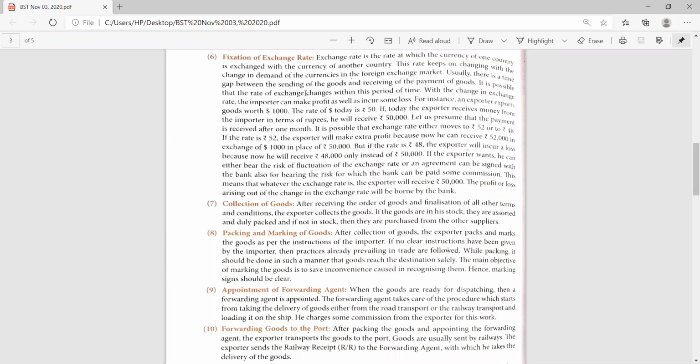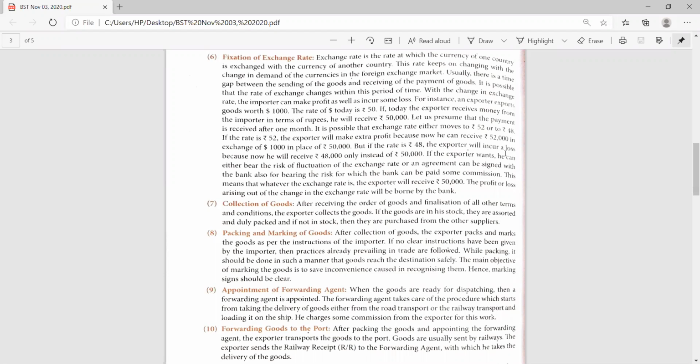It can be made more clear to you with the help of an example. For instance, an exporter exports goods worth $1,000 and the rate of the dollar today is 50 rupees. If today the exporter receives money from the importer in terms of rupees, he will receive 50,000. Let's presume that he receives the payment after 1 month, it is possible that the exchange rate moves to either 52 or 48. If the rate is 52, the exporter will make extra profit because now he receives 52,000 in exchange for $1,000 in place of 50,000.